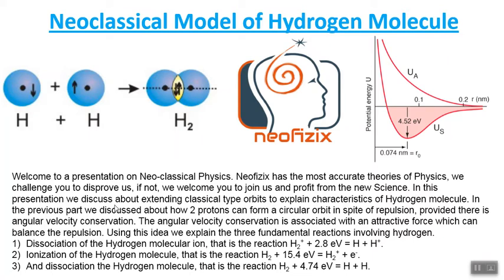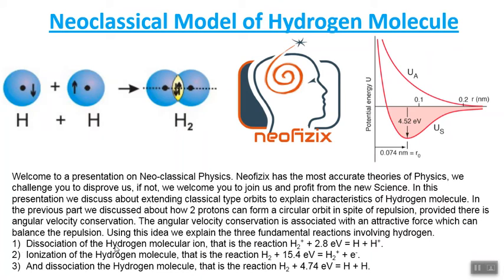In this presentation, we discuss extending classical type orbits to explain characteristics of the hydrogen molecule. In the previous part, we discussed how two protons can form a circular orbit in spite of repulsion, provided there is angular velocity conservation. The angular velocity conservation is associated with an attractive force, which can balance the repulsion. Using this idea, we can explain the three fundamental reactions involving hydrogen.